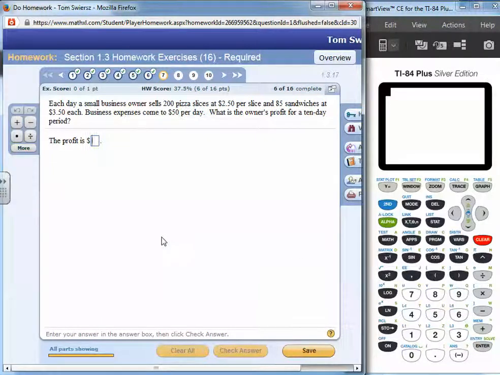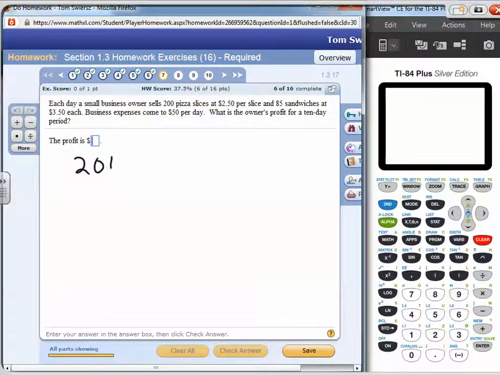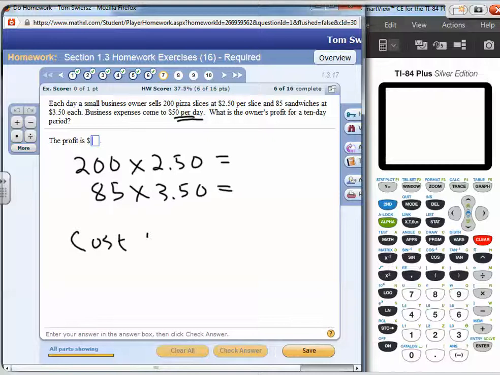Number 7. Each day a small business sells 200 slices of pizza for $2.50, so 200 times 2.50. And 85 sandwiches at $3.50, so 85 times 3.50. That's how much they make. And business expenses come to $50 per day, so the cost is $50 per day. What is the owner's profit for 10 days?